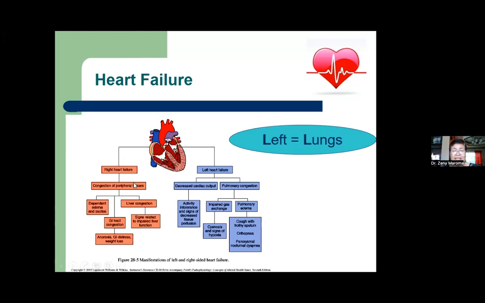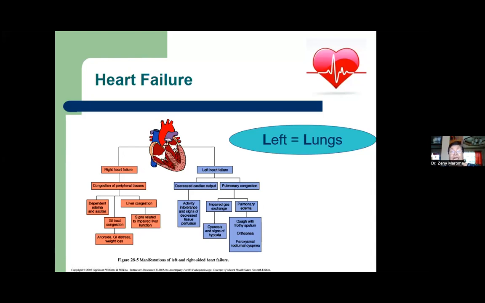So pag may left side failure, ano nga ang cardiac output niya? Low. So there's decreased cardiac output. Yun ang forward effect. Yun ang forward effect ni left side failure. Low cardiac output. And bakit sinabing backward effect? Kasi nga, there's a tension of blood in the left ventricle, left atrium, and to the lungs. Kaya there is pulmonary congestion, nursing diagnosis, impaired gas exchange.